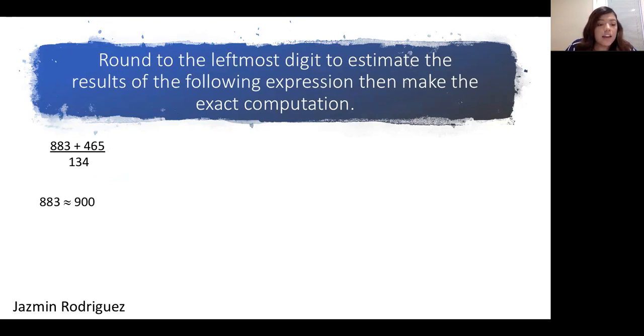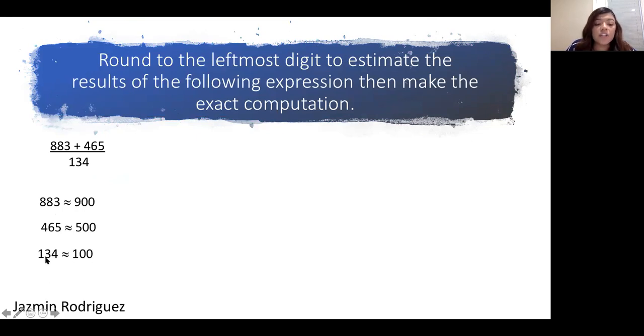And we know that 883 will round to 900 because this middle number is greater than 5. Then we have 465, which rounds up to 500 because the number next to the 4 is 6, which is also greater than 5.